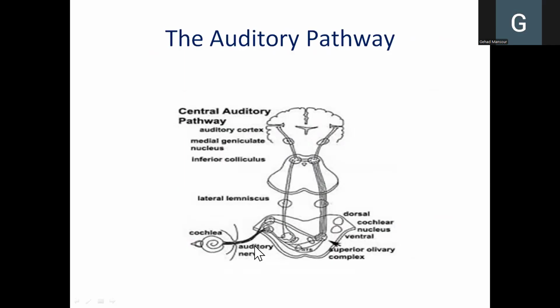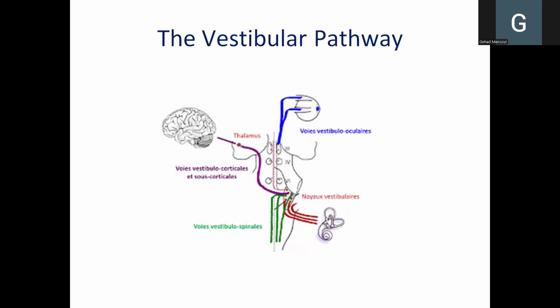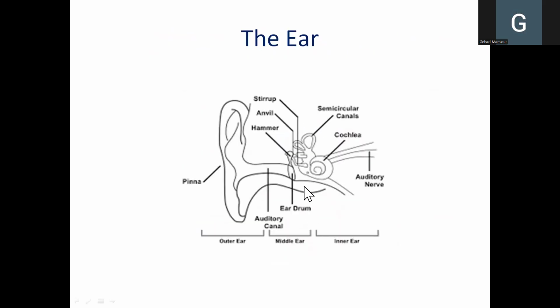The auditory pathway has been explained before, starting at the cochlea and then the auditory nerve and ending in the auditory cortex. And as I said, if you ever mention the names of the nuclei, this would be a bonus for you. The vestibular pathway has just been explained, and this diagram just shows you the ear. This is the external ear, and then we have the middle ear. And in the middle ear, we have the malleus, the incus, and the stapes.